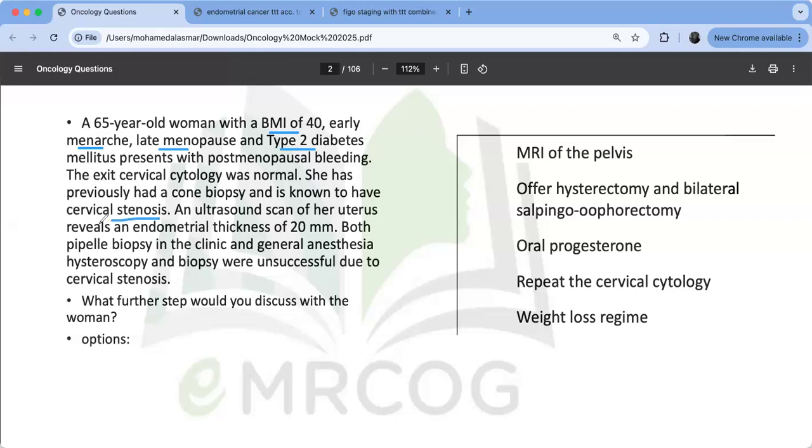Ultrasound scan of her uterus revealed an endometrial thickness of 20. So this is a high-risk patient with thick endometrium, very thick actually. Both pipelle biopsy in the clinic and general anesthesia hysteroscopy and biopsy were unsuccessful due to cervical stenosis. So everything was not successful. I can't get the sample. What is her age? 65. Full of risk factors. So what further step would you discuss with the woman?